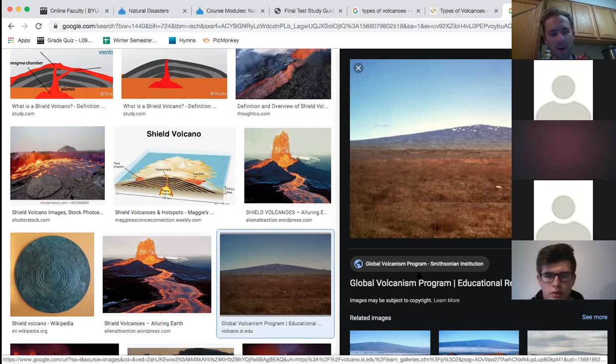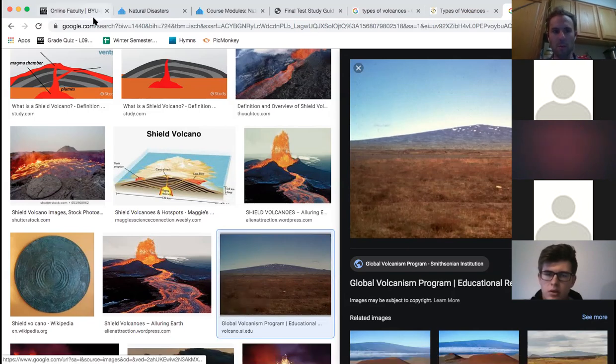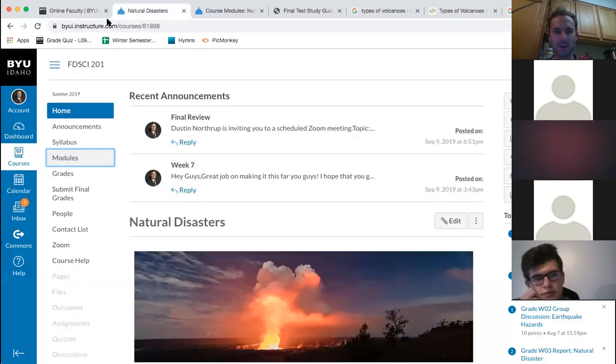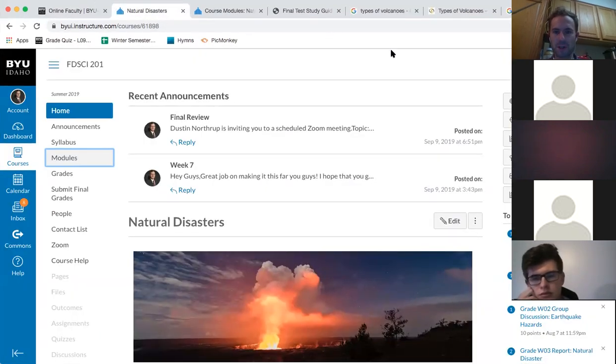That is a great question. So the question is, why does one become a shield? Basically, how do you get a shield volcano versus a stratovolcano? And that's a fantastic question, and that has to do with the magma. As a matter of fact, we're going to go back to natural disasters here. I'm going to stop the screen share for a second, guys, and I'm going to hop over and pull something up.